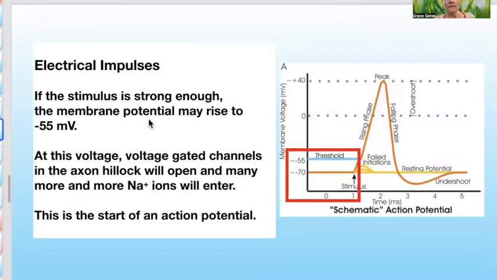That's really quite nice. If the stimulus is strong enough, the membrane potential may rise to negative 55 millivolts. What has happened is that as there are more positive ions inside, the cell is no longer as negative inside. It no longer is negative 70 millivolts inside, it's negative 55 millivolts inside. So it's less negative. At this voltage, voltage-gated channels in the axon hillock will open and many more sodium ions will enter. This is the start of an action potential.